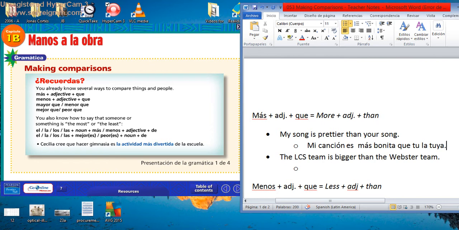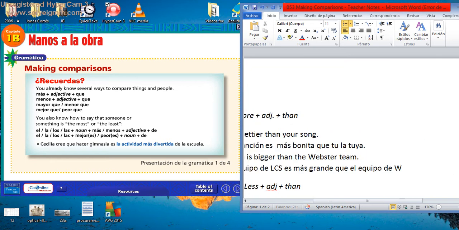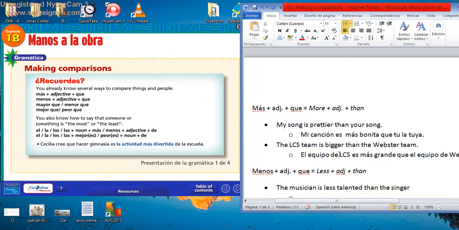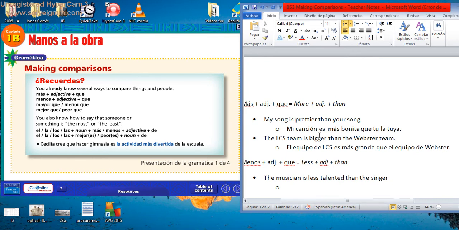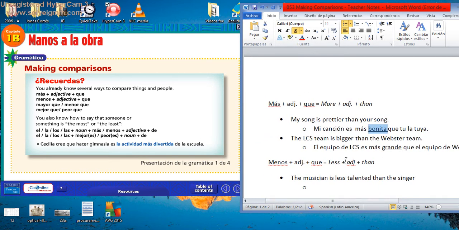And one more example for más plus the adjective plus que. The LCS team is bigger than the Webster team. Any ideas? Remember how to say team? We will say el equipo de LCS, we'll keep it the same, es más grande que el equipo de Webster. Let me scroll out just a little bit so we can see that all together. Notice there, we have más, and then our adjective is grande, que: más grande que el equipo. We have the two teams, we mentioned them by name. Go back to the other one, my song is prettier, es más bonita que, there's our adjective.